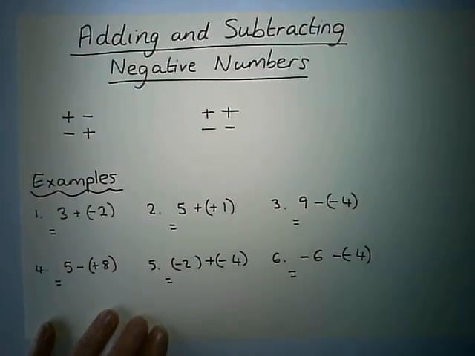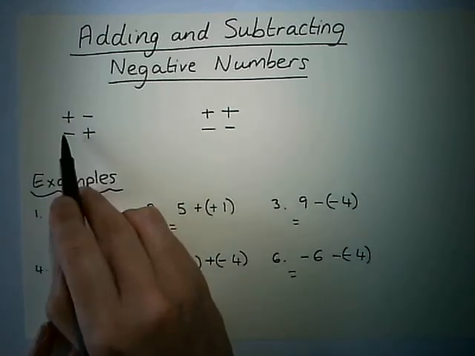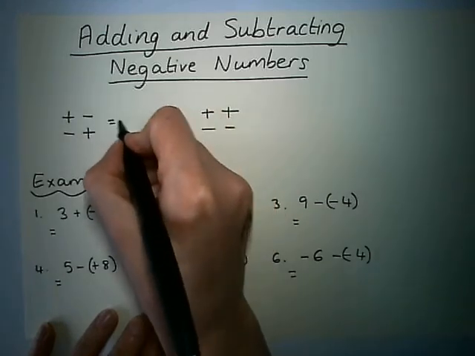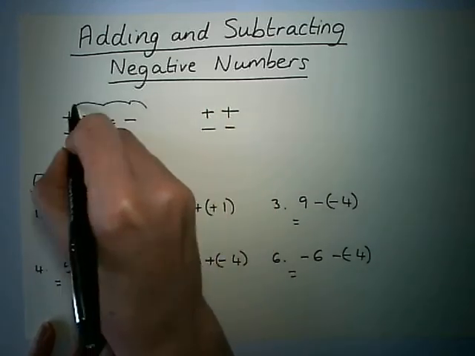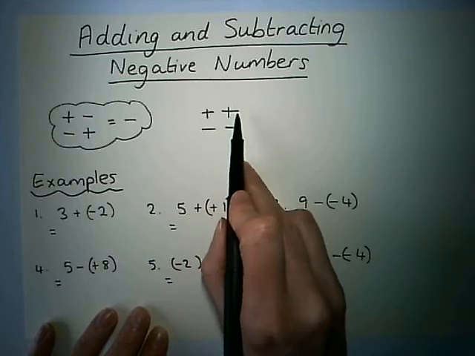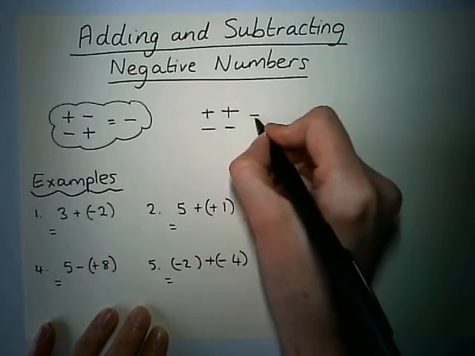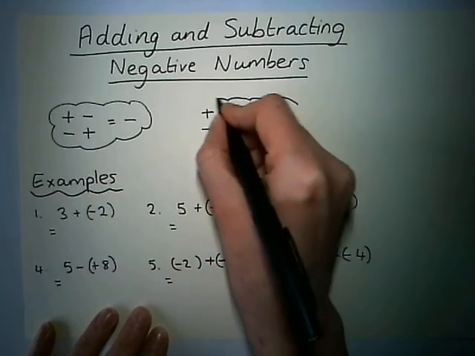So if you see two signs, you have to replace them. If you see a plus and a minus, and it doesn't matter the order, you will replace that with a negative symbol. And if you see 2 plus or 2 minus right beside each other, you will replace that with a plus sign.